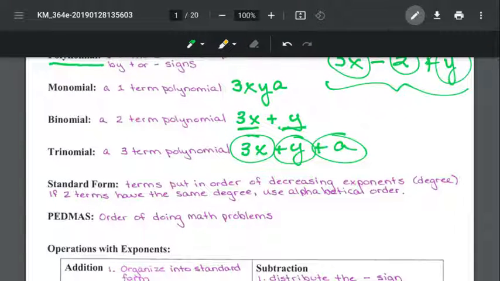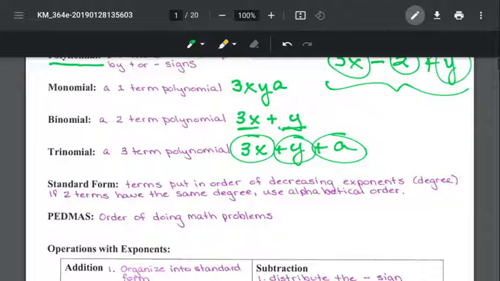Now, a lot of times we write things in what's called standard form. So what we're doing is we are rearranging our polynomial in order from biggest exponent to smallest exponent. And we'll practice some of this on the next page. The last thing we have is PEMDAS, and that's the order that you do math problems. Remember, parentheses, exponents, multiply, divide, add, and subtract. So we're going to kind of jump back and forth. This first page is basically our cheat sheet page. And then the ones that follow are where we practice.